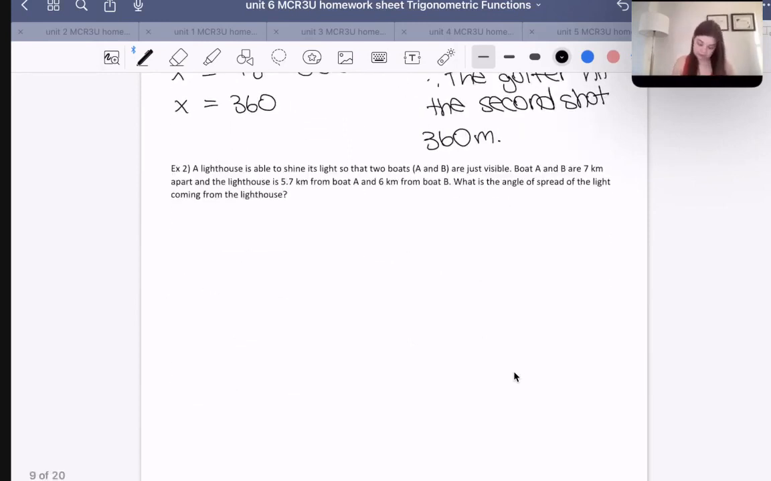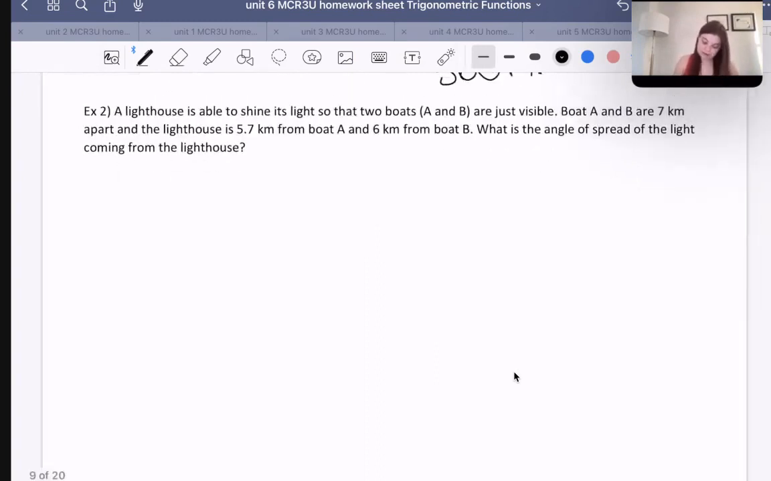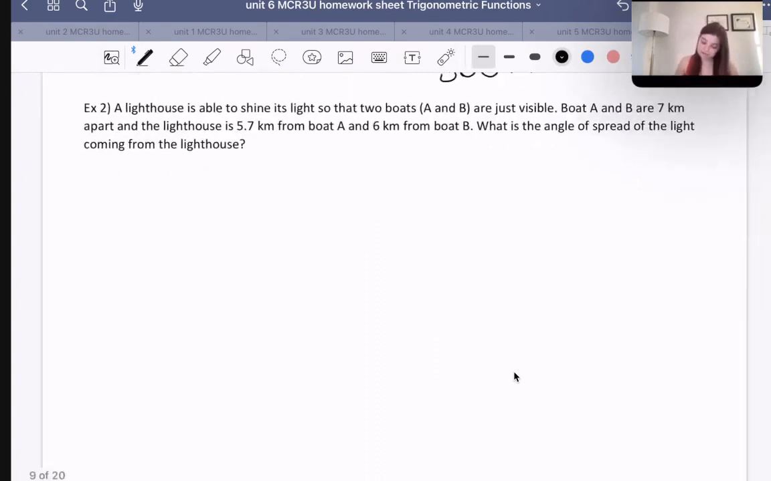to example 2. Example 2 says, a lighthouse is able to shine its light so that two boats, A and B, are just visible. Boats A and B are 7 kilometers apart, and the lighthouse is 5.7 kilometers from boat A and 6 kilometers from boat B. What is the angle of the spread of light coming from the lighthouse?